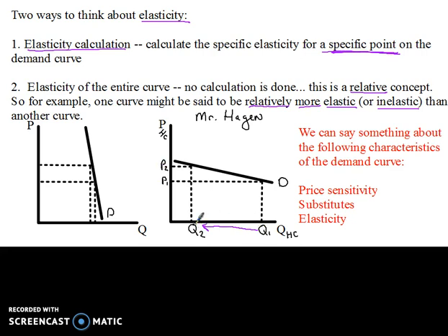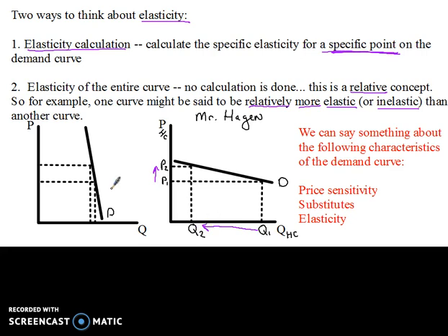I'm not paying a lot of money for haircuts because I just don't care that much about what my hair looks like. So if you raise the price on me, I'm out the door. I significantly reduce the quantity of haircuts that I get.